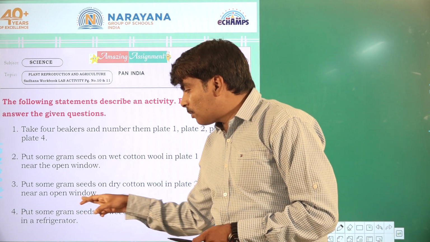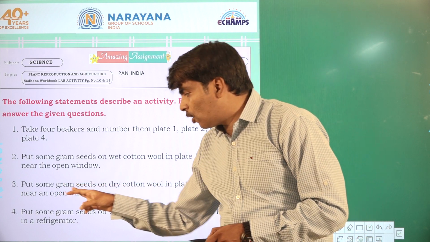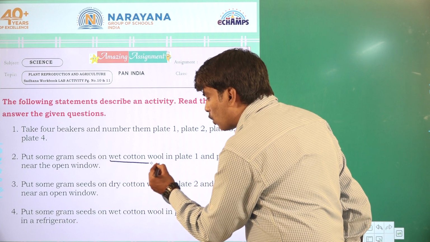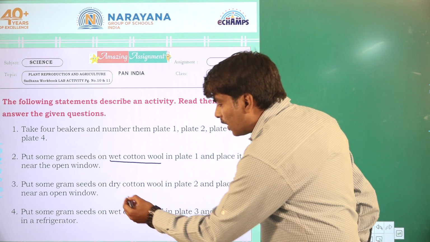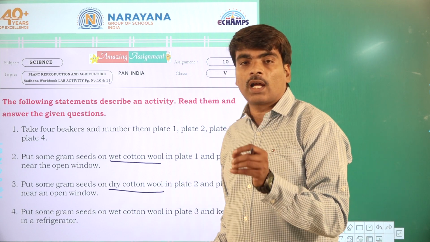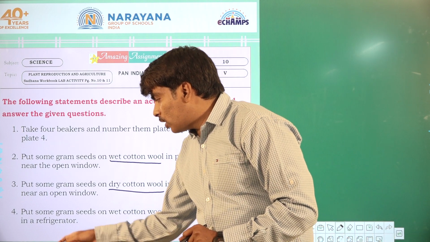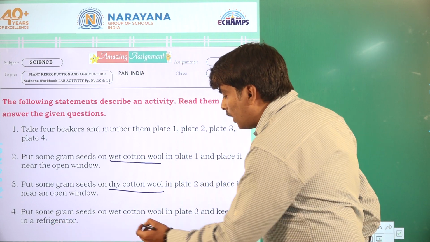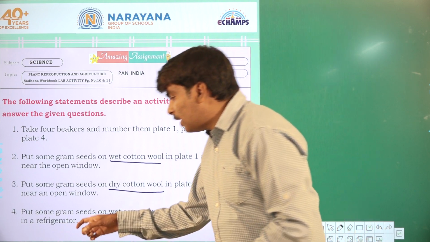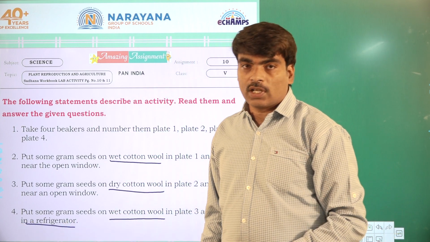Now put some gram seeds on dry cotton wool in plate 2 and place it near an open window. In the first one we are taking what? We are taking one wet cotton wool. In the second one we are taking what? Dry cotton wool. In both the plates we have placed some green grams and we are putting them near the window. Now fourth point, put some gram seeds on again wet cotton wool in plate 3 and keep it in a refrigerator. We are placing it in the refrigerator.